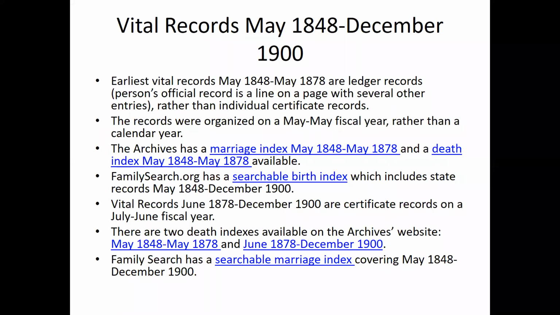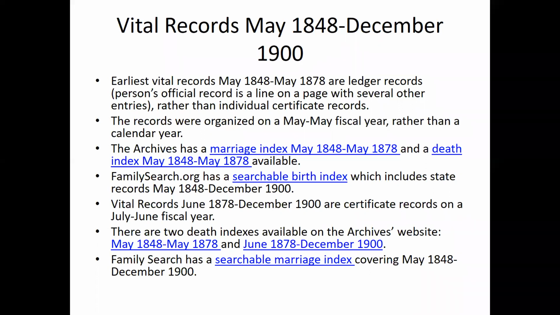So let's talk about the early vital records. These cover from May of 1848 to December of 1900. The earliest vital records, from May of 1848 to May of 1878, are ledger records rather than certificates. That means the person's official birth, marriage, or death record is going to be a single line on the page with a bunch of other people on the same page. When you order these from the archives, they'll always highlight the person, so it's very easy for you to see your person right away. The records are organized on a fiscal year rather than on a calendar year, so the earliest ones are organized May to May.